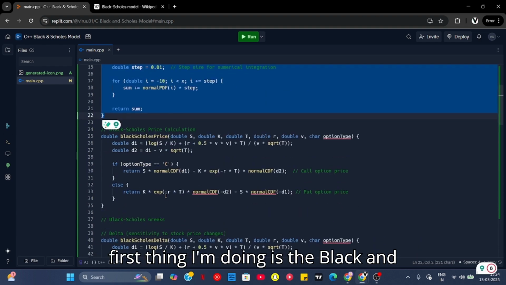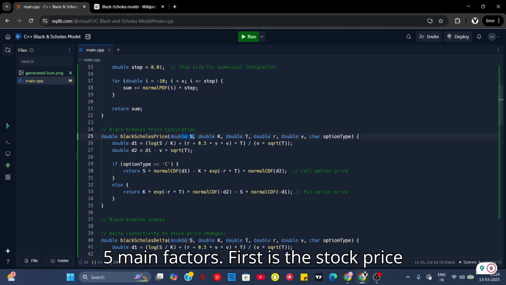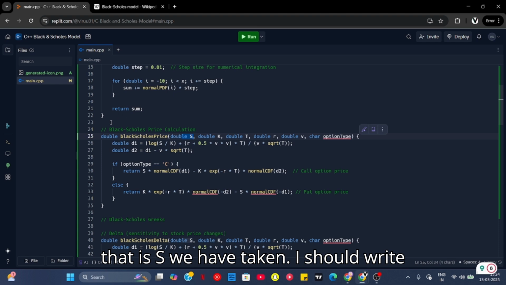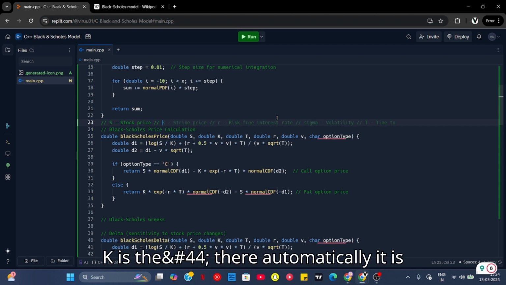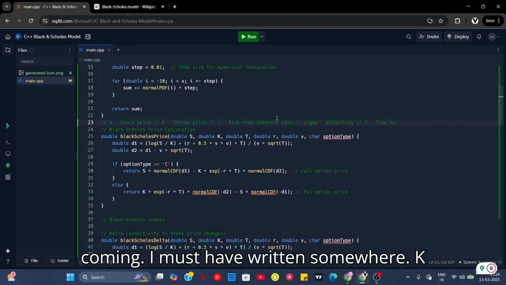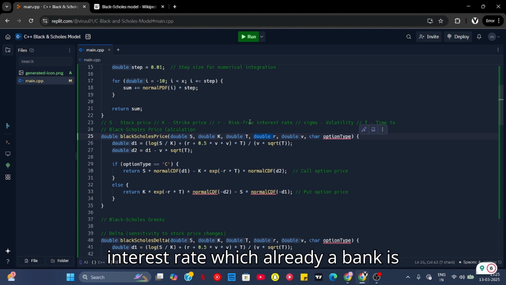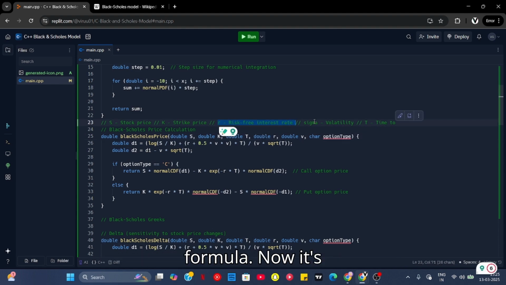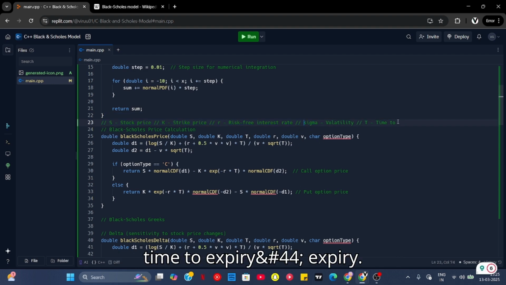The first thing I'm doing is the Black-Scholes pricing calculation. That's our main motive. I told you there are five main factors. First is the stock price, that is S. K is the strike price. R is the risk-free rate, the interest rate which a bank is already giving. We need to take that in this formula. Now V should be the volatility, and then time to expiry.